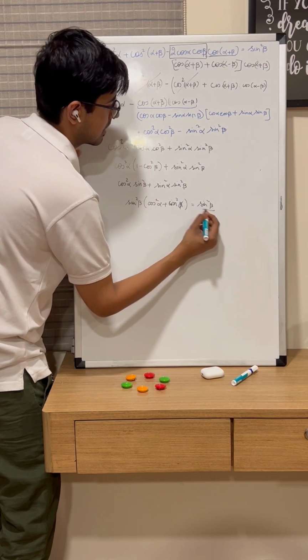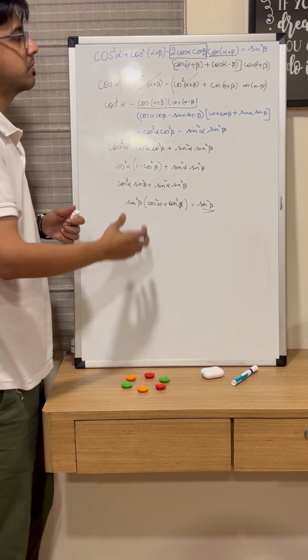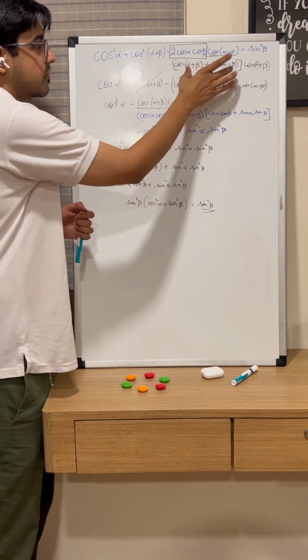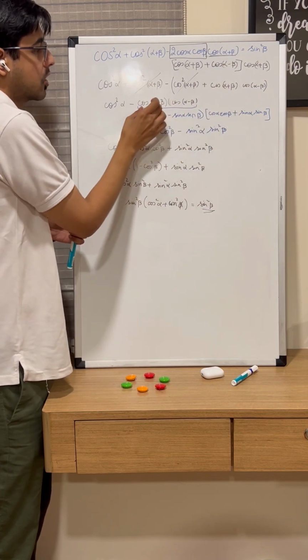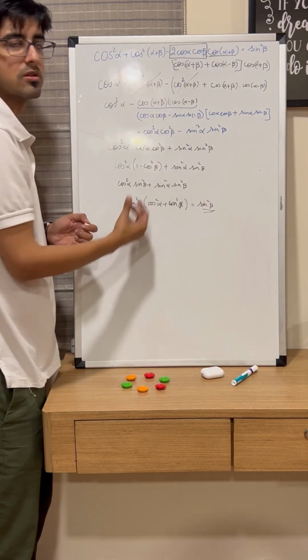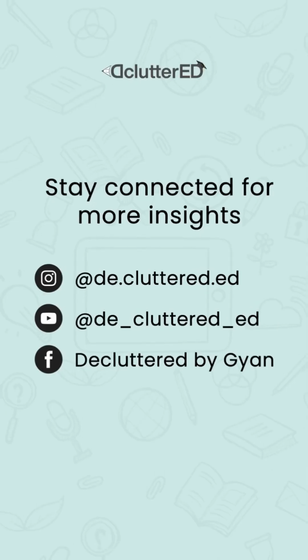which is equal to sin square beta. Hence proved. The entire problem becomes very simple if I just use the 2 cos a cos b formula here and the cos (a plus b) into cos (a minus b) formula here, and the entire question crumbles like a deck of cards.